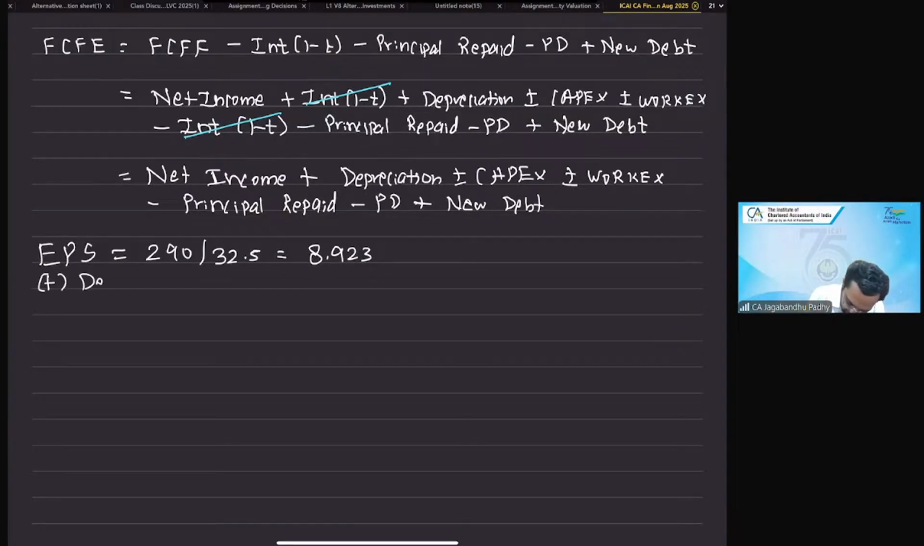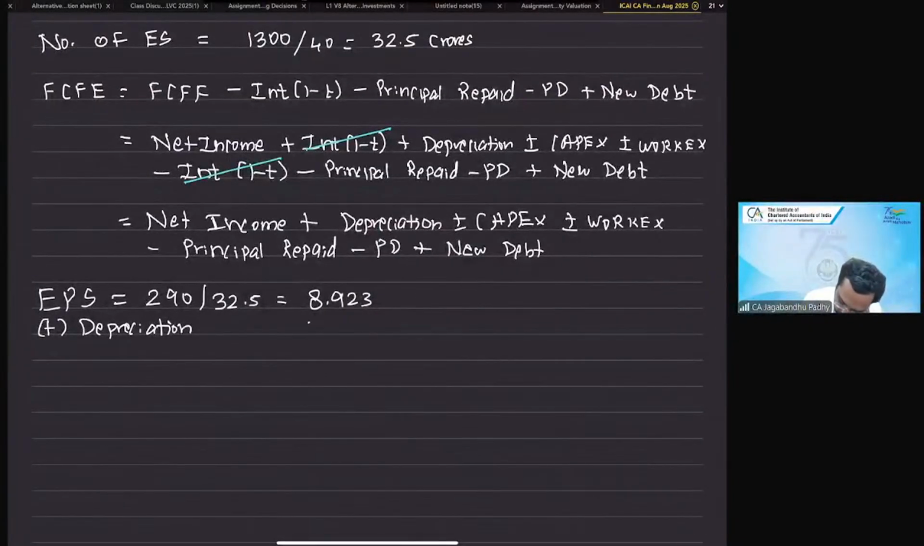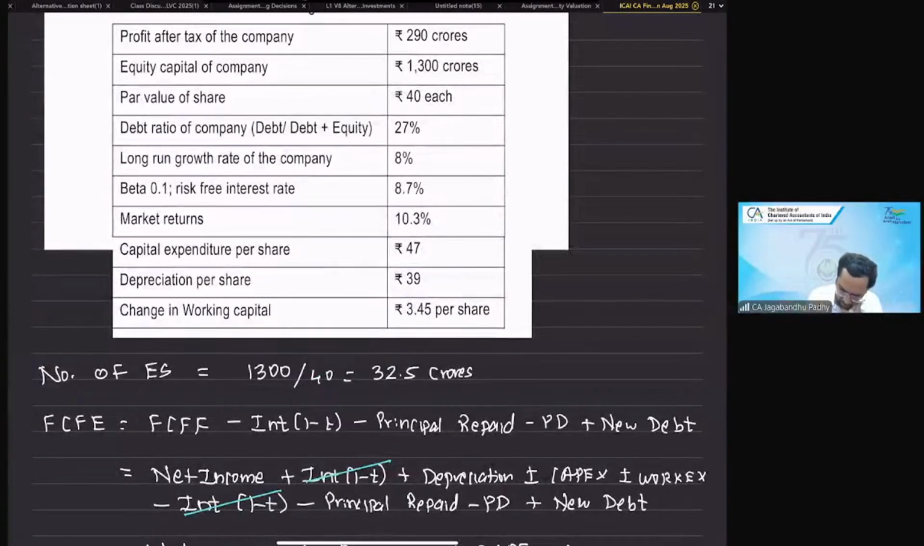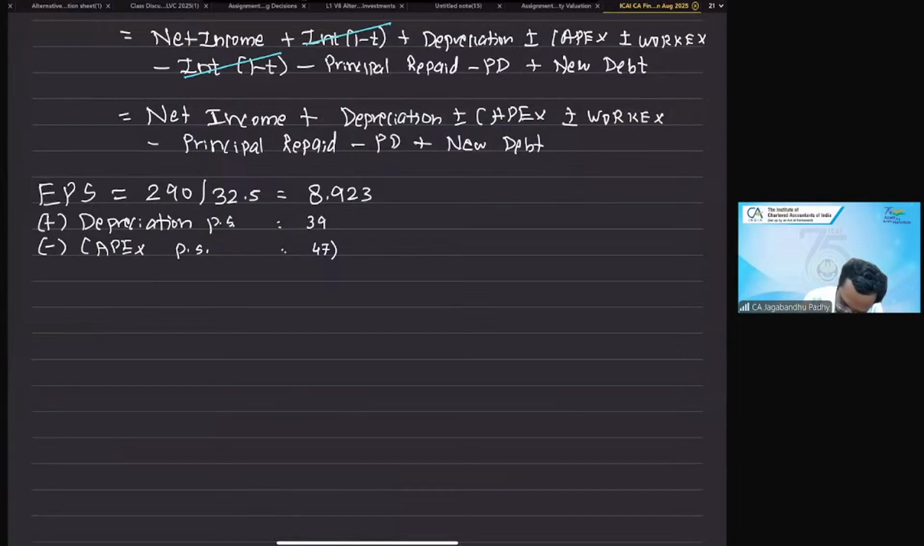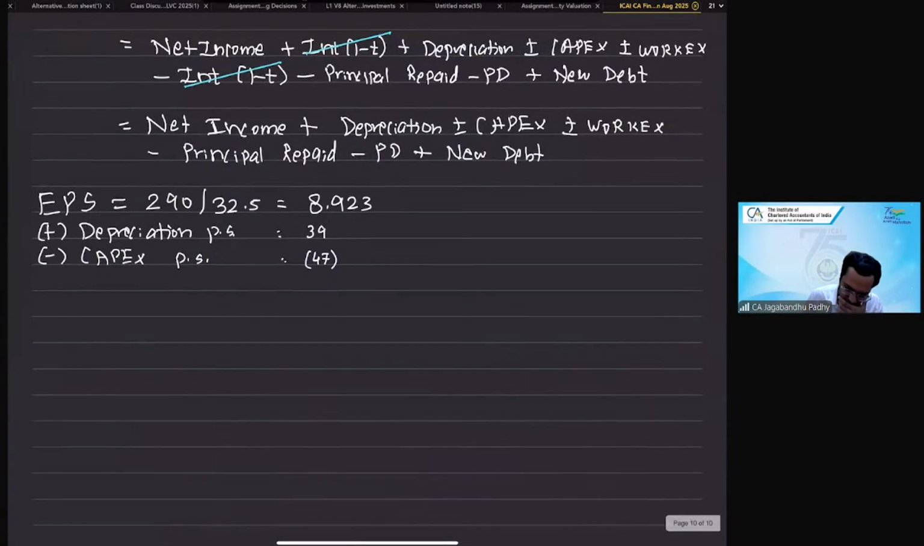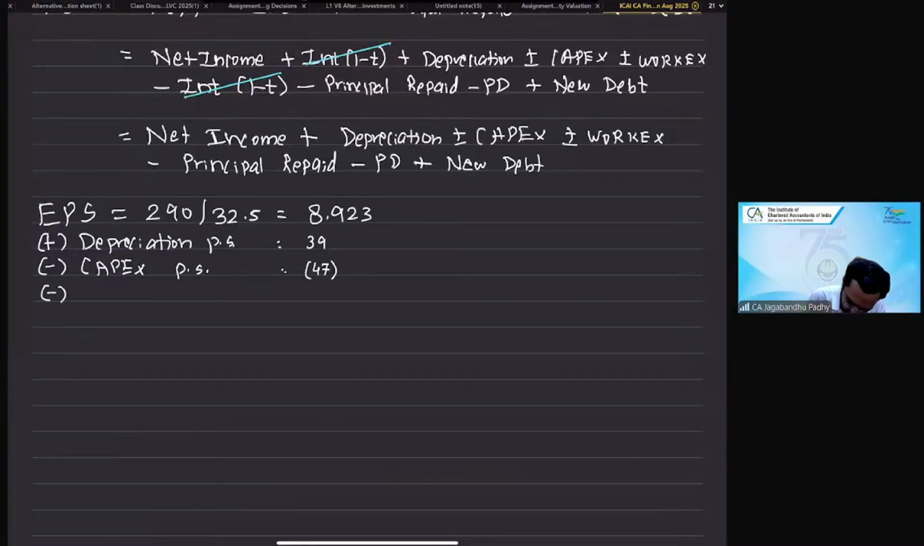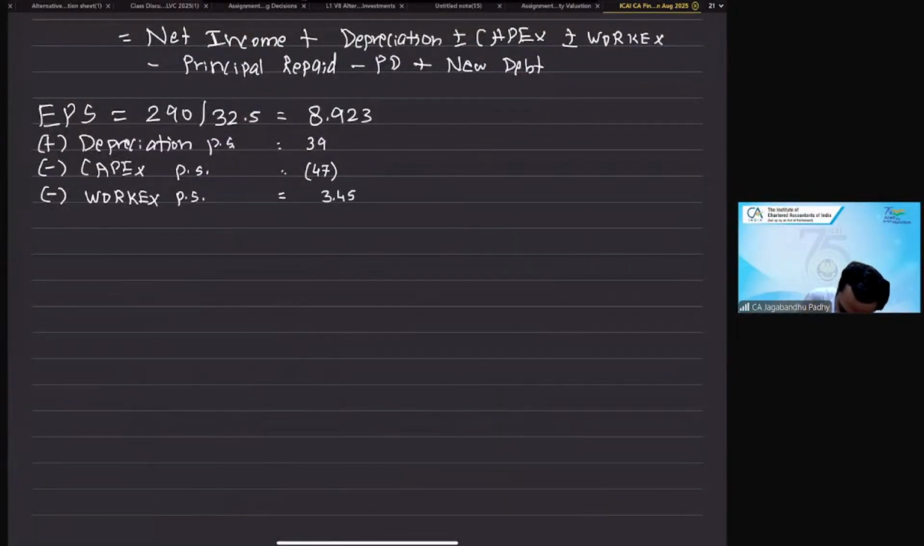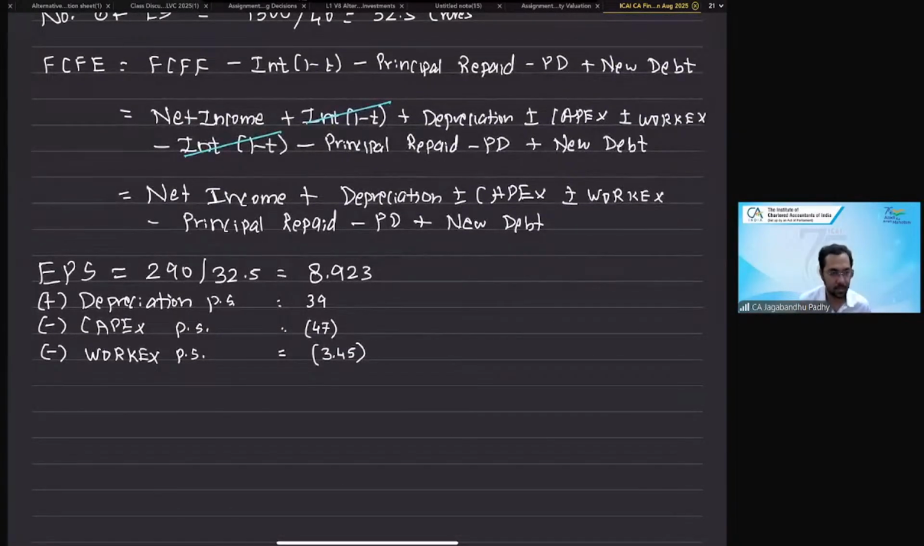So we add depreciation to this. Now, how much is the depreciation per share given? Depreciation per share is 39. Less capital expenditure on a per share basis, which is 47. Then less working capital expenditure or changes in working capital, we have 3.45 per share, so 3.45 per share is getting subtracted.